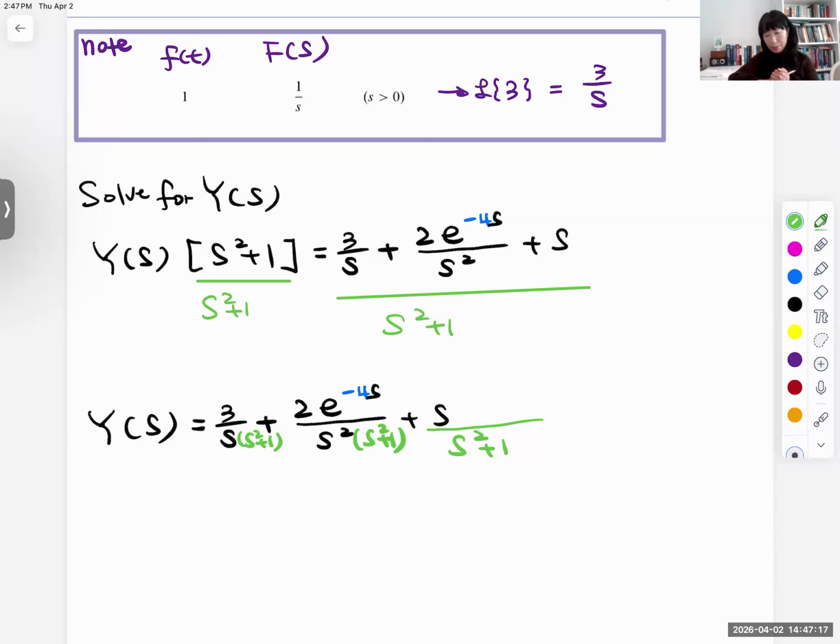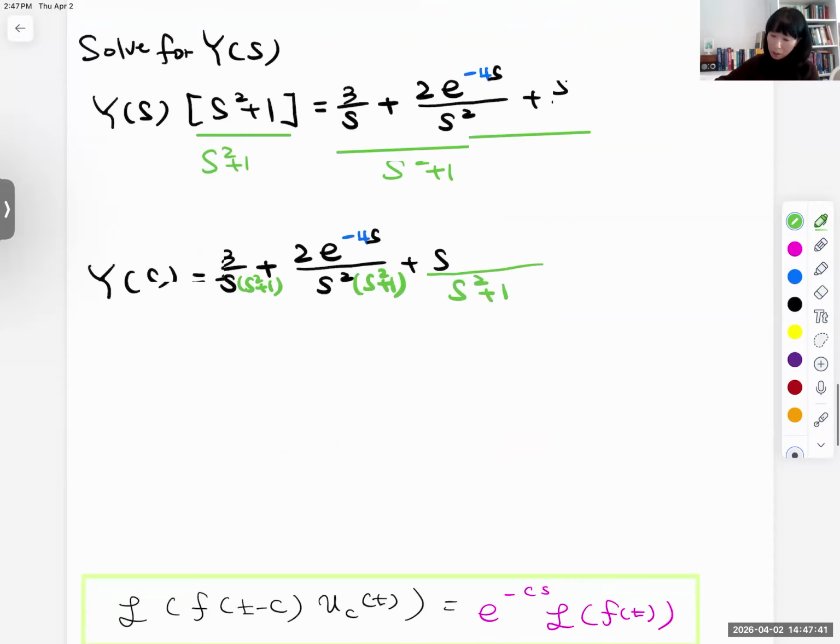Now, for this question we want to find the function eventually. So we have to make a partial fraction decomposition like what we did in the previous section. Okay, let's do that.